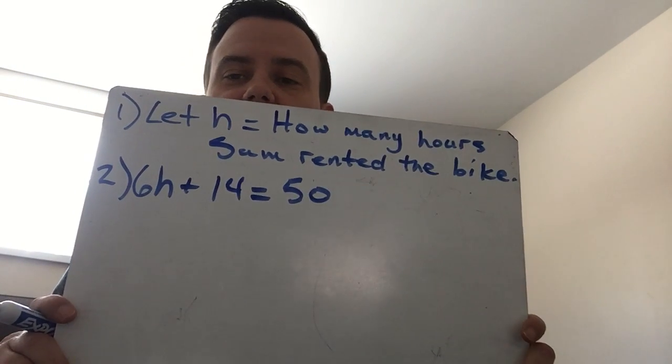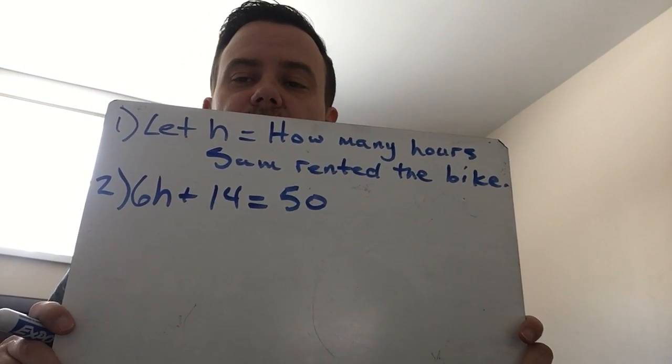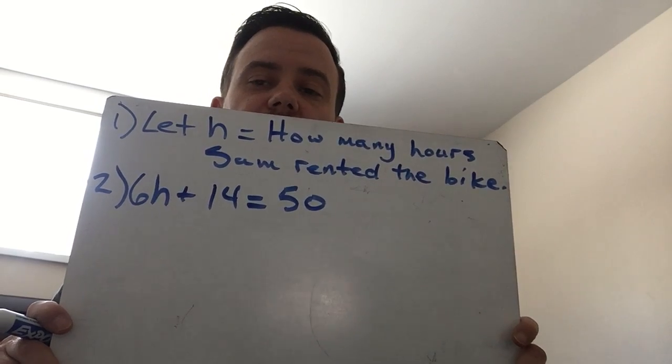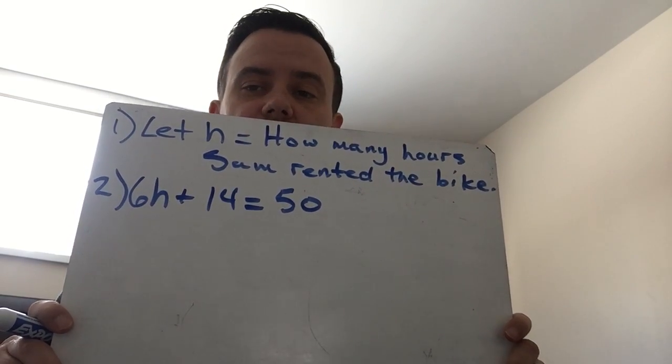So we're going to take the $6 per hour, multiply 6 times H, and then we're going to add the $14 it cost us to rent the bike initially. So we end up with 6 times however many hours you rent the bike, plus the $14 flat fee to rent the bike, equals $50, which is how much you paid for the entire rental.